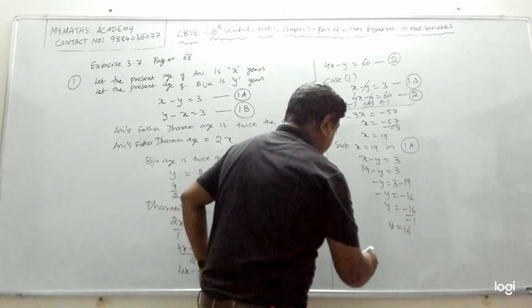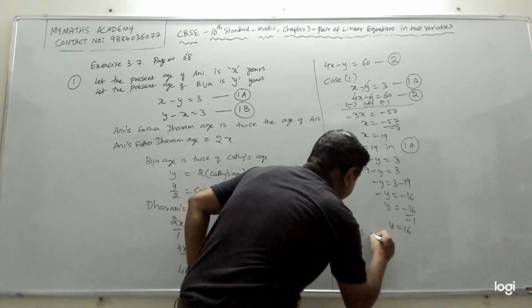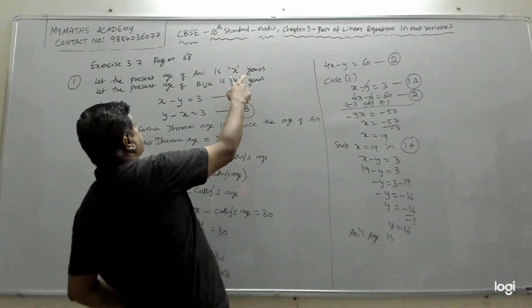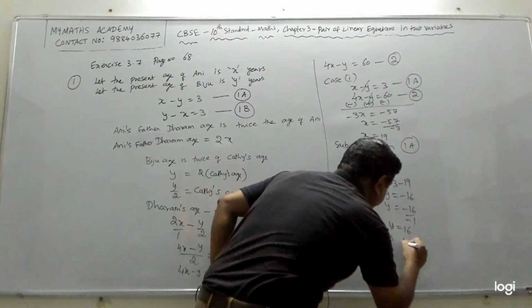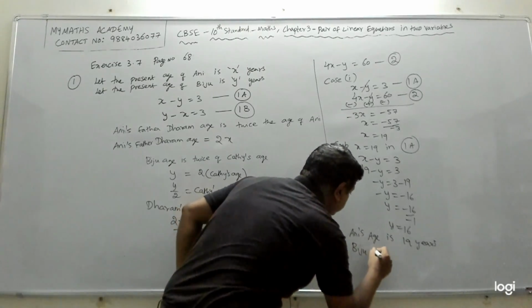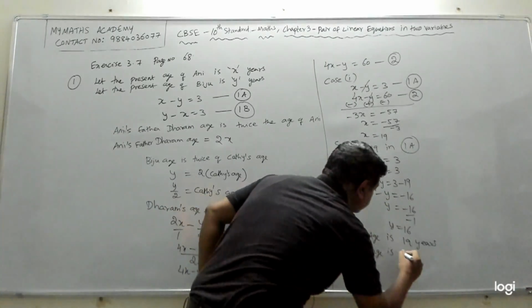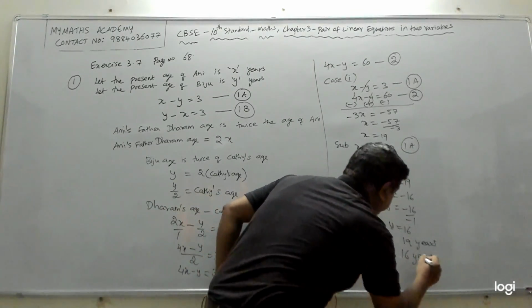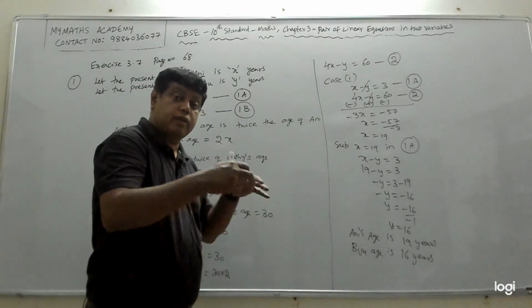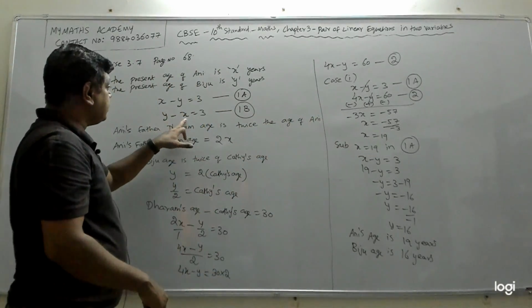Right? So we will say Ani's age is what? Ani's age is x. X is what? 19 years. And what is Biju's age? Biju's age is y. What is y? Y is 16. 16 years. So this is one answer. So this problem has another answer. Which another answer is also possible, where we will take case 2, where we will take this equation 1b and this.